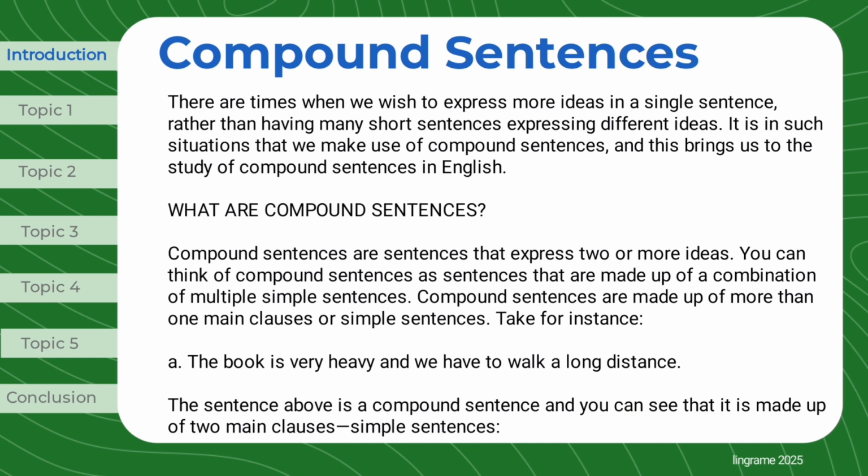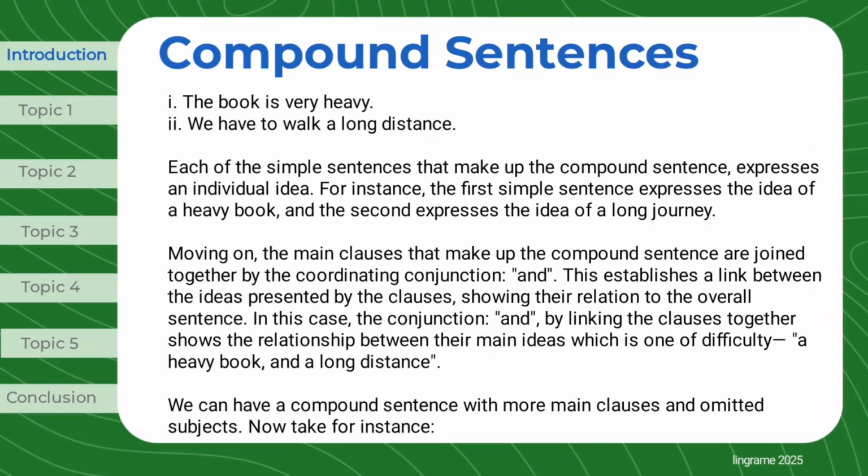The sentence above is a compound sentence and you can see that it is made up of two main clauses, simple sentences: the book is very heavy. We have to walk a long distance. Each of the simple sentences that make up the compound sentence expresses an individual idea. For instance, the first simple sentence expresses the idea of a heavy book, and the second expresses the idea of a long journey.